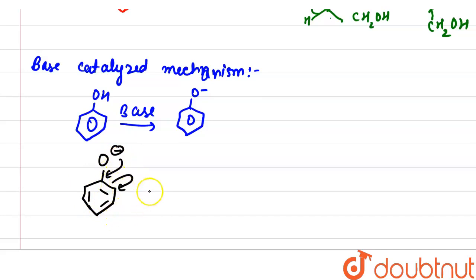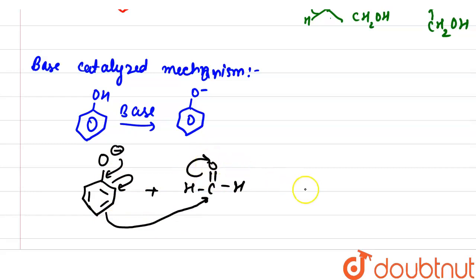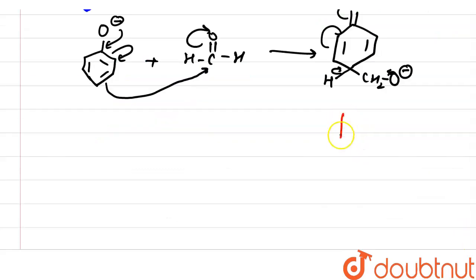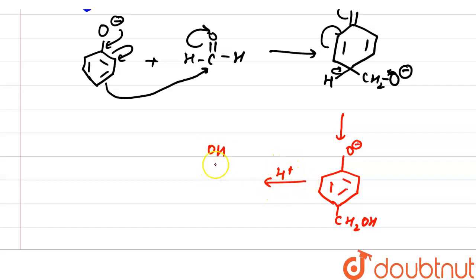Here the electrons shift this side, and this bond attacks the carbon of formaldehyde, and it will form this product, with CH2 O negative and H. New resonance takes place here and the final product is formed, with O negative and CH2OH. Now H positive will attack and it will form para-hydroxybenzyl alcohol, with CH2OH. This is para-hydroxybenzyl alcohol.